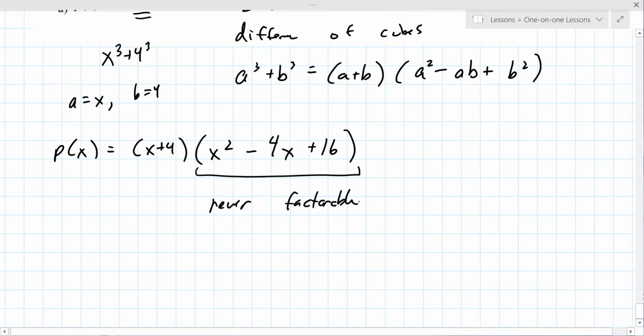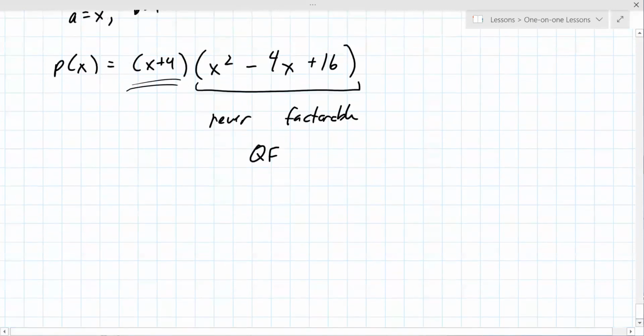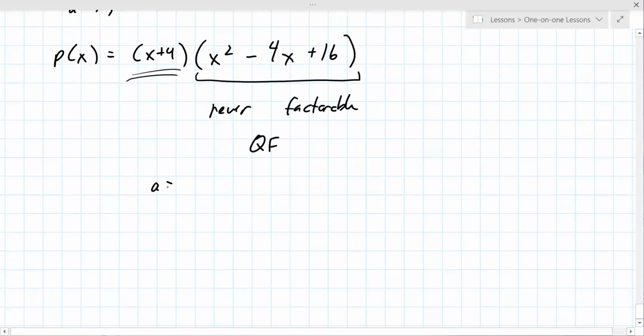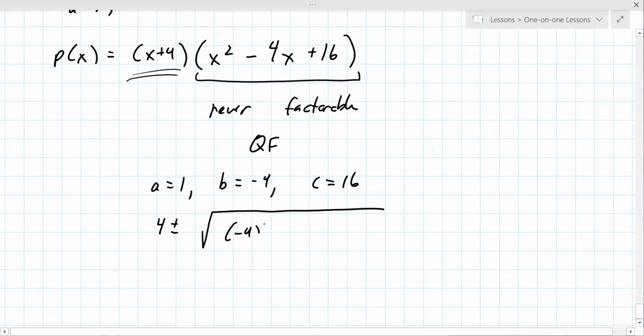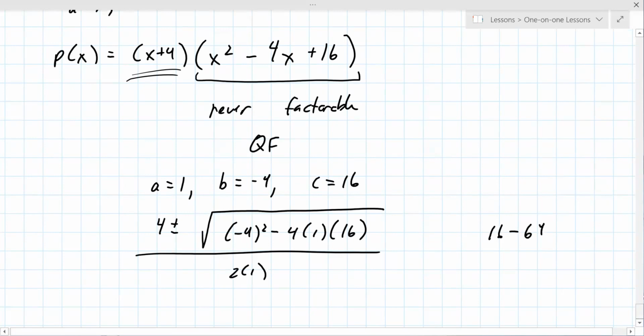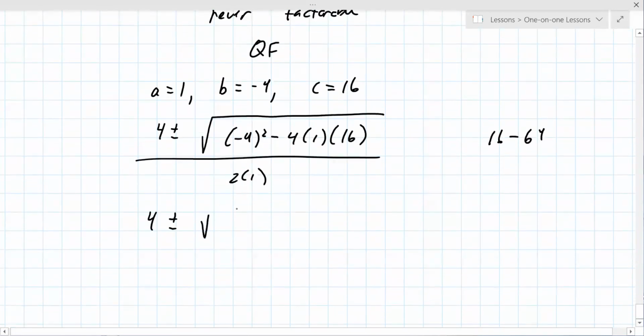Which means if you're trying to find the zeros, which is what it says here, it says find the zeros, that means you have to use quadratic formula again, because you can get the 0 of this one pretty easily. Okay, so let's do it again. We got a equals -4 and c equals 16. So we got 4 plus or minus the square root of -4 squared minus 4 times 1 times 16, all over 2 times 1. So the inside part here is 16 minus 64. You end up getting square root of -48 all over 2.